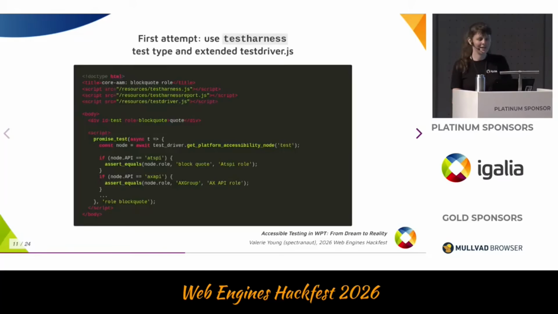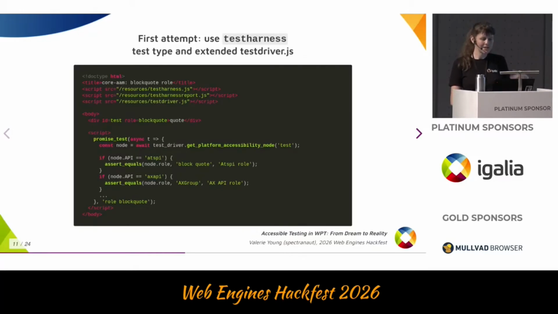So about the design, this was the first try. This is my modification, the first thing I tried, of a test harness, using the testharness style test in WPT. And the testharness style test is just an HTML file with some JavaScript. And we have this utility called testdriver where you can request that the WPT runner do things like query the browser over WebDriver.